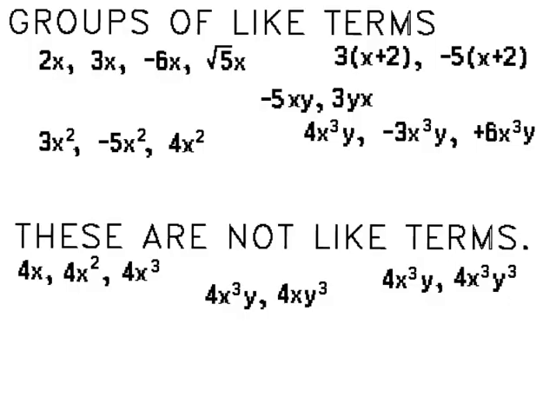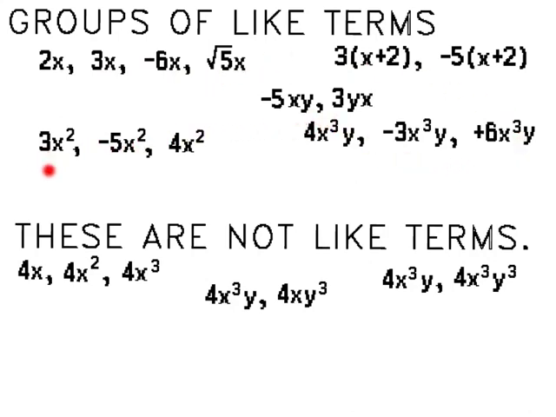All right, groups of like terms. See, 2x and 3x are like terms. Negative 6x is a like term. Square root of 5x, all of those are like terms. 3 times x plus 3 times 2, that 3x would be a like term there.